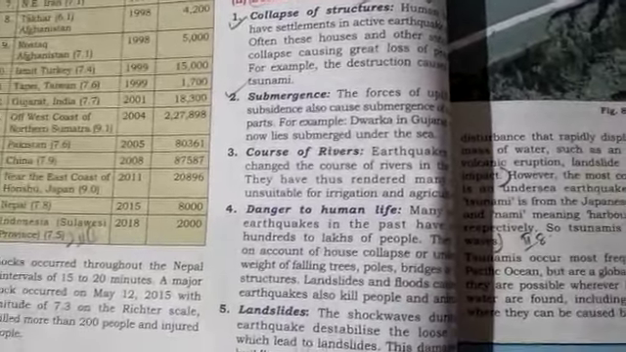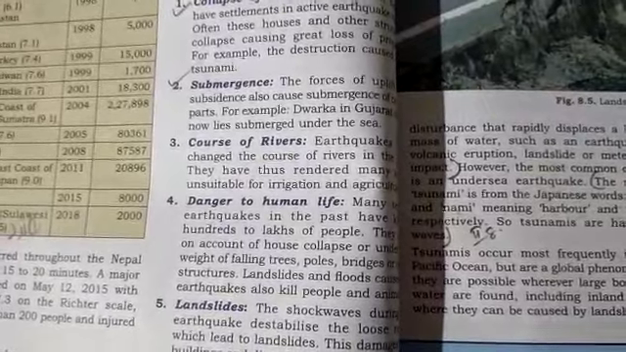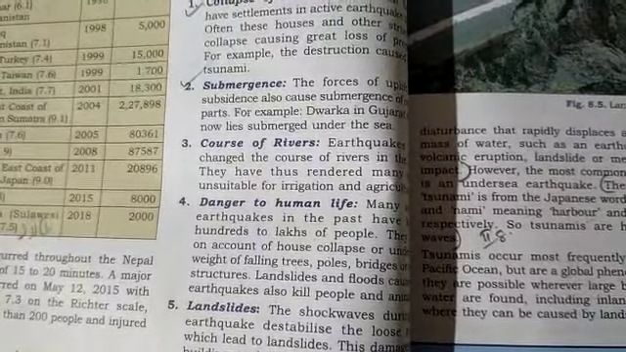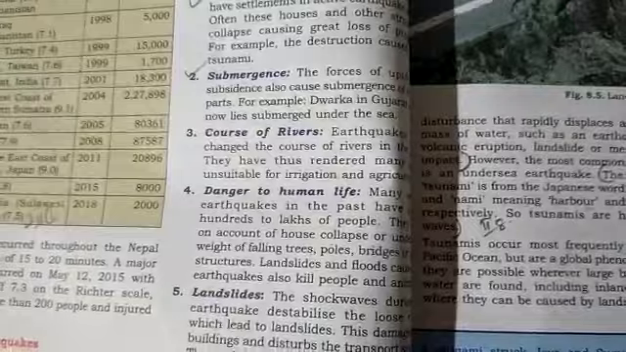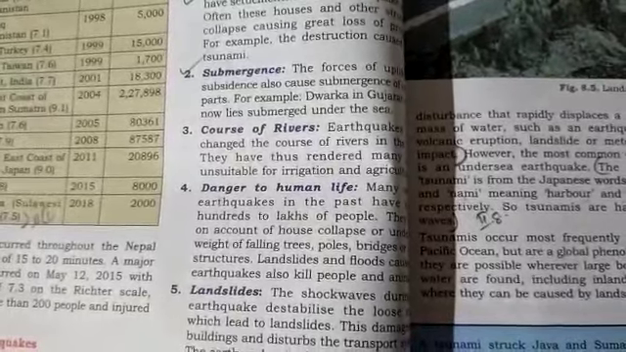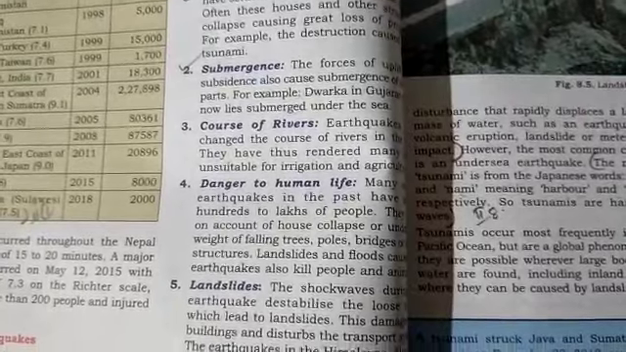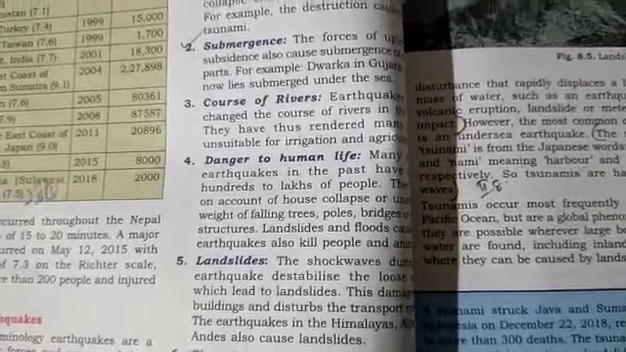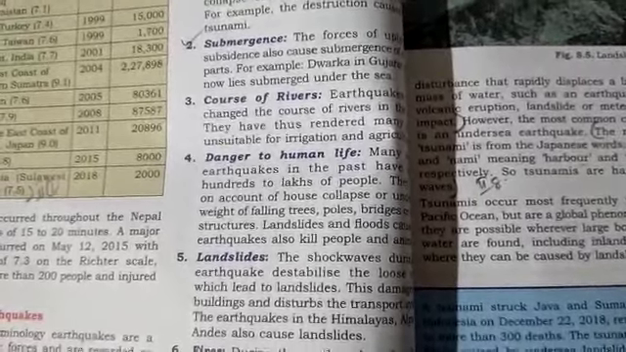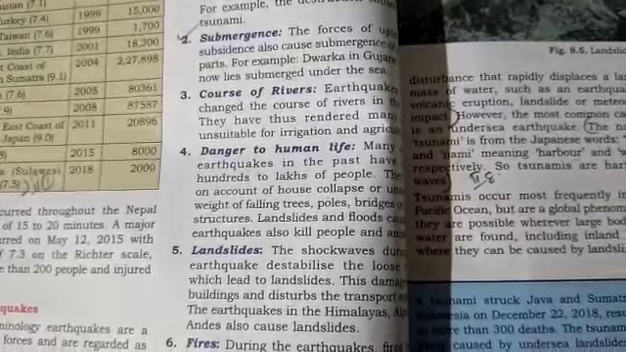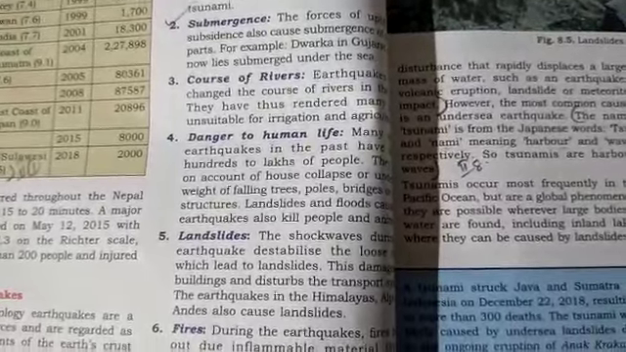Course of river, earthquakes change the course of river. They have thus rendered many unsuitable for irrigation and agriculture. It is very dangerous and causes loss of human life. People lose their life by falling trees, poles, bridges. Landslide, the shock waves during earthquake disturb the loose soil which leads to landslide. The damage of buildings disturbs the transportation system.